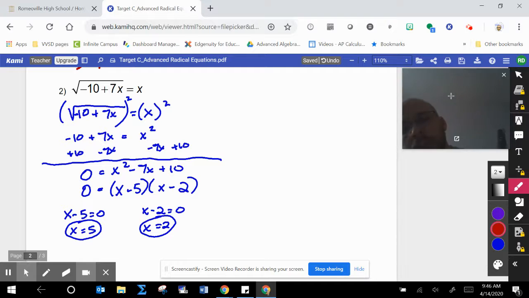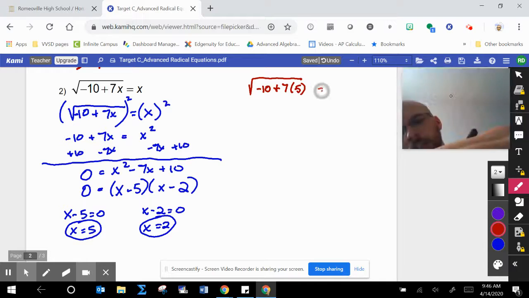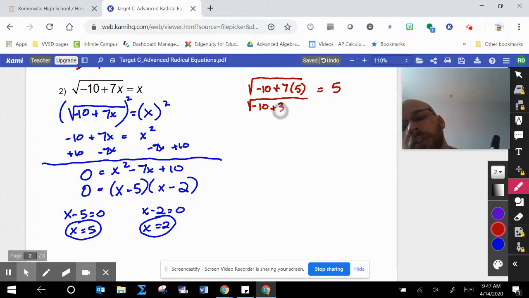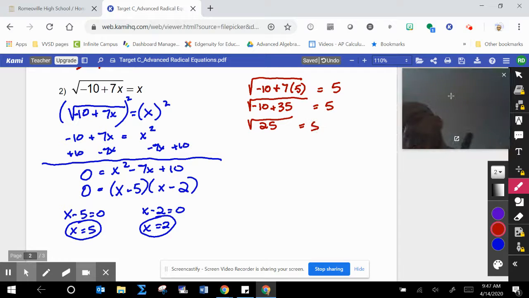So I'm going to take that radical. I'm going to take the square root of a negative 10 plus 7 times 5 is equal to x, which is 5, right? So I plug a 5 in, the first solution in, for all of the x values. All right, now we just need to check it to make sure that it's right. So I'm going to have a negative 10 plus 35 equals 5, which is the square root of 25 equals 5, and the square root of 25 is 5.